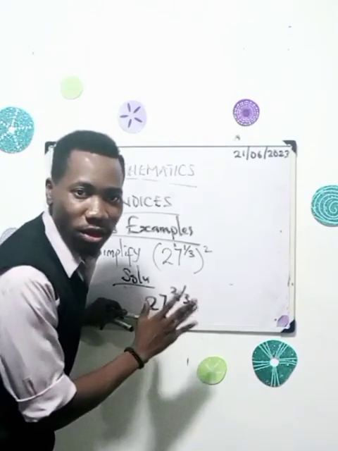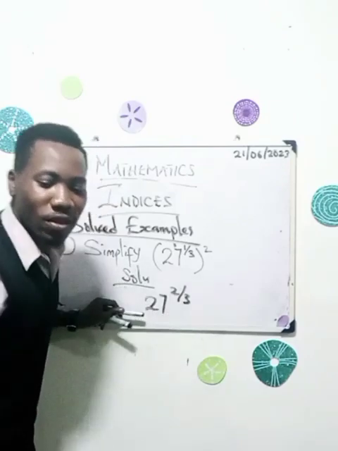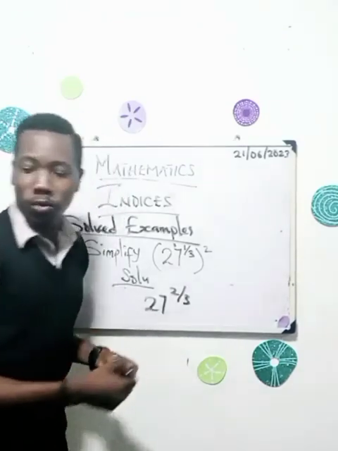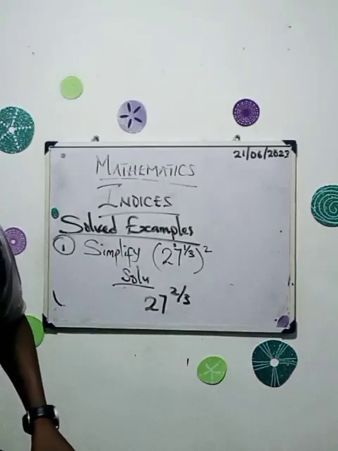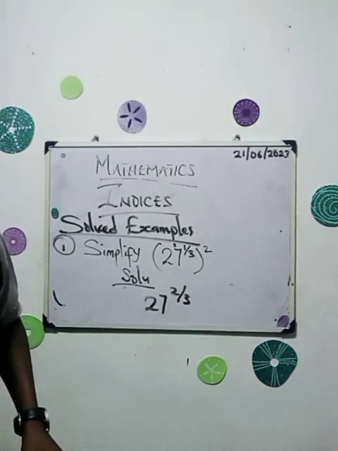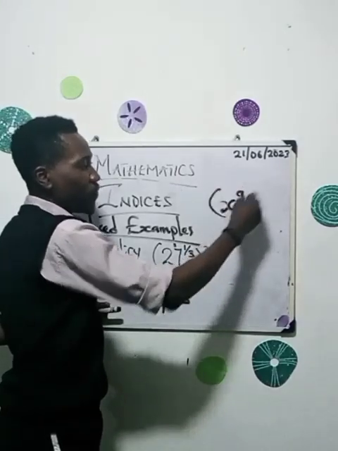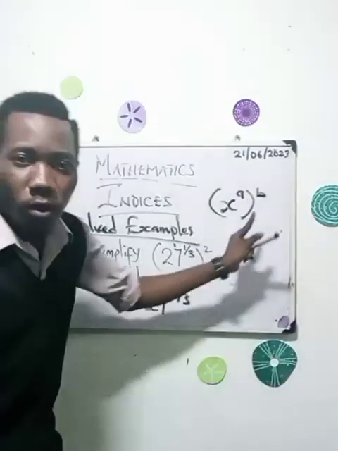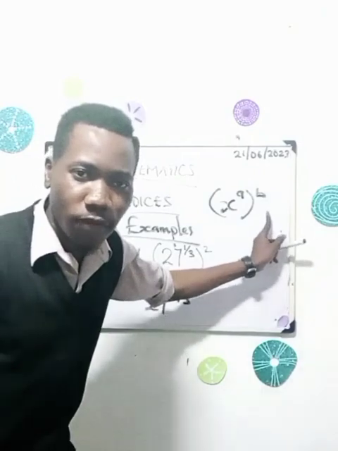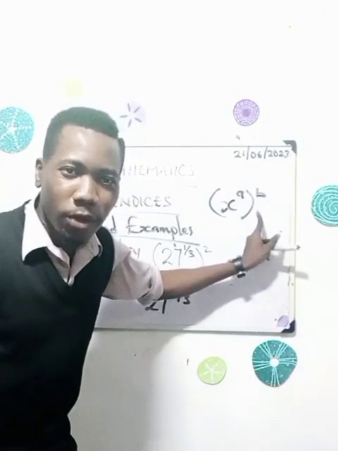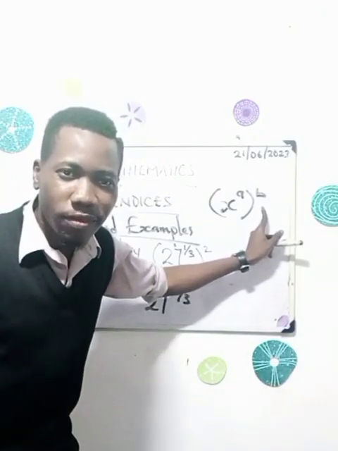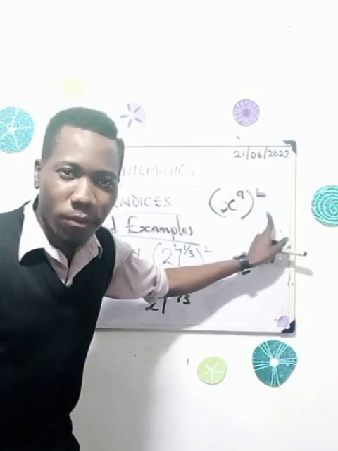Do we understand? No. The rule says, what rule was that again? Rule number 5. Rule number 5 says x raised to the power of a, raised to the power of b. What will happen when you have this? What is supposed to happen here?